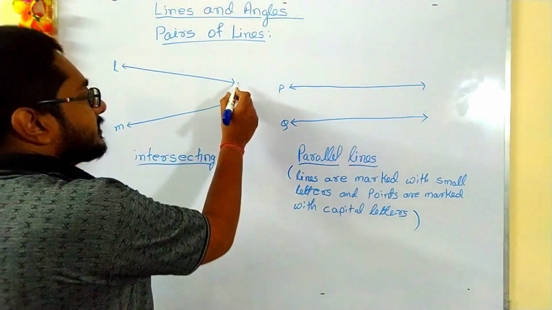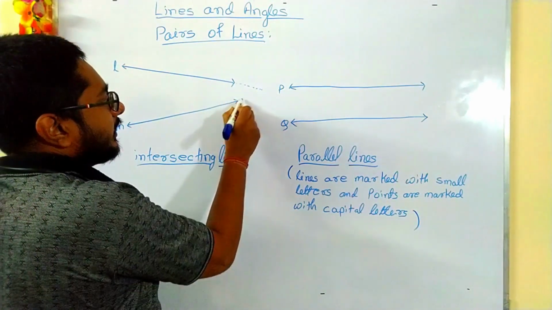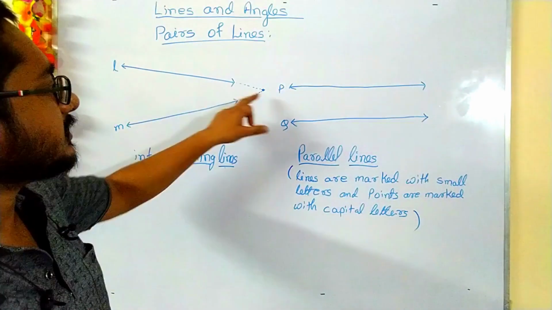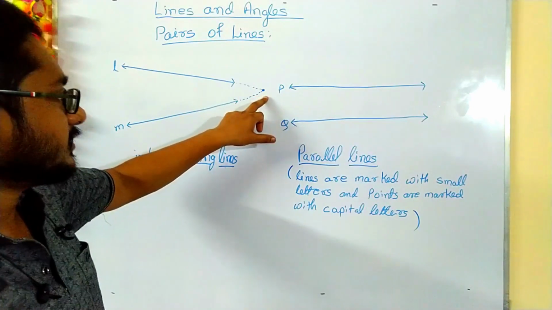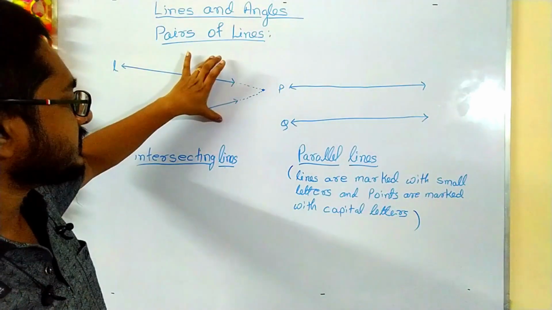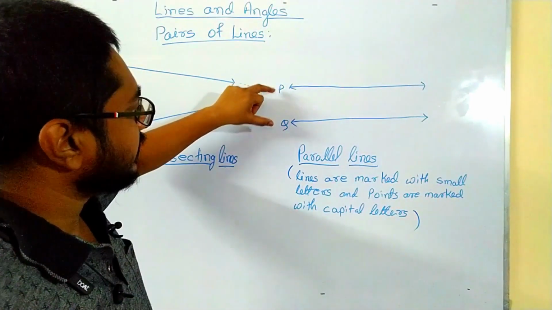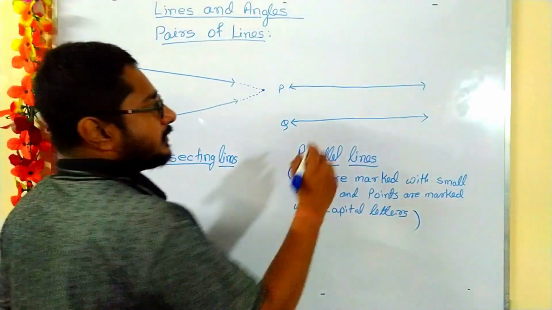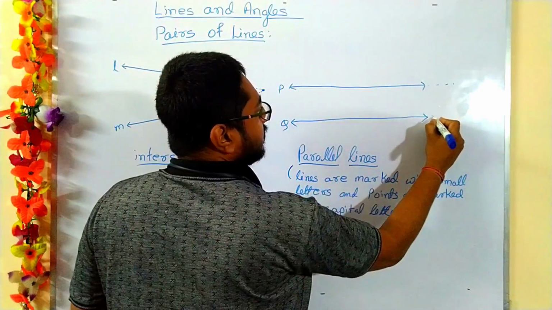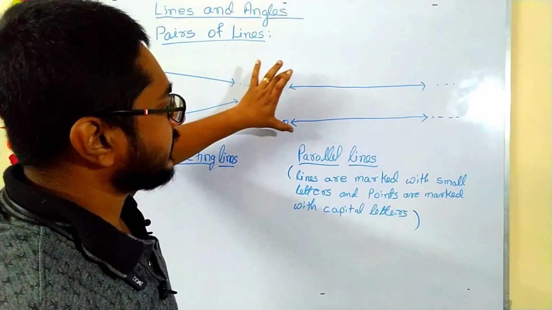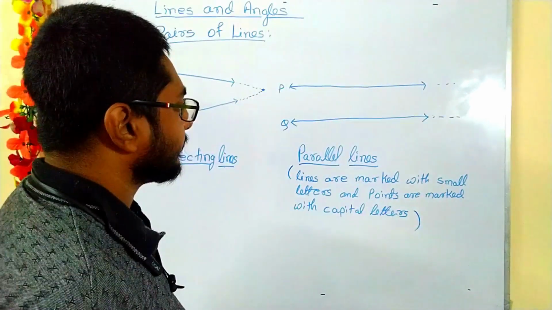So if I extend line L and line M, they are going to meet somewhere else. That means they will intersect each other at this point. So the lines which intersect each other are called intersecting lines. And in the second figure, P and Q lines are there. If you extend them, they are not going to meet anywhere else. So we are going to say they are parallel lines.